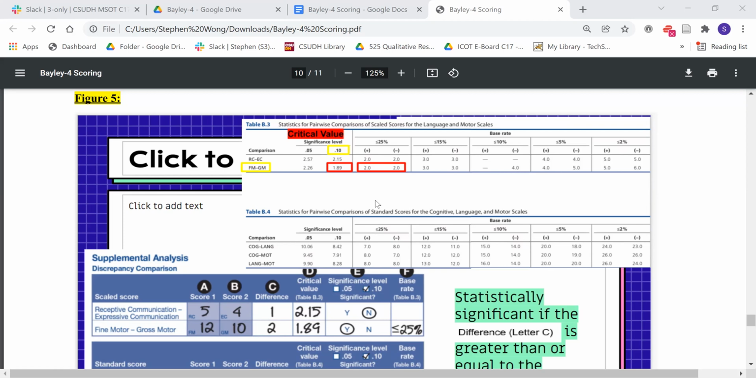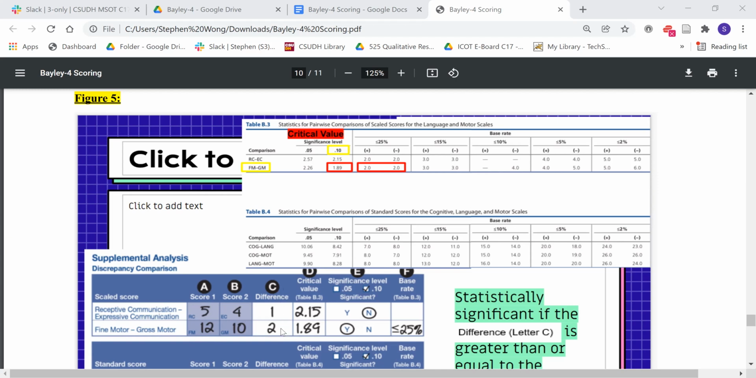So I'll start with the example that's all highlighted. The one that's boxed off is when you're comparing the fine motor score to the gross motor score. The first step is pretty easy. You just subtract score 2 from score 1. So 12 minus 10 is 2. So the difference now is 2.